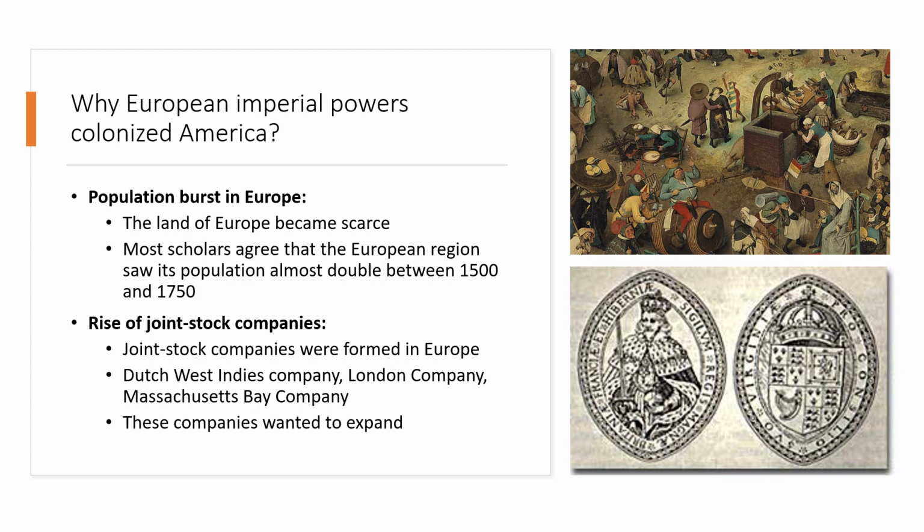Another factor behind the colonization of America, rise of joint stock companies. We have studied this, that in Europe people started making these joint stock companies. For example, Dutch West Indies Company, London Company, Massachusetts Bay Company, and these companies wanted to expand themselves in the world. They started opening their branches and started their operation in the colonies of America. They needed land, so they started colonization of America.